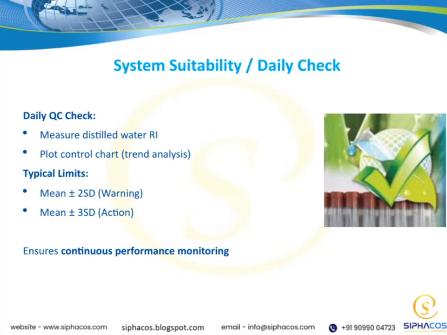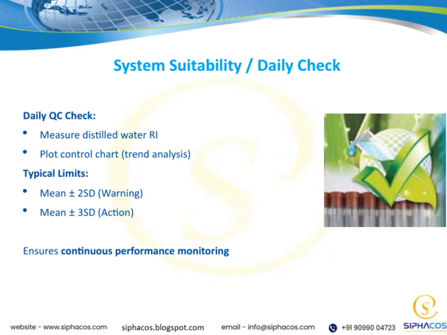Now, let's talk about system suitability and the daily check procedures. Each day, it's important to perform a QC check to ensure everything is functioning properly. This involves measuring the refractive index of distilled water, which helps us verify the accuracy of our system. Once we have that measurement, we plot it on a control chart, and this trend analysis is crucial. It allows us to visually track the performance over time and catch any deviations early.